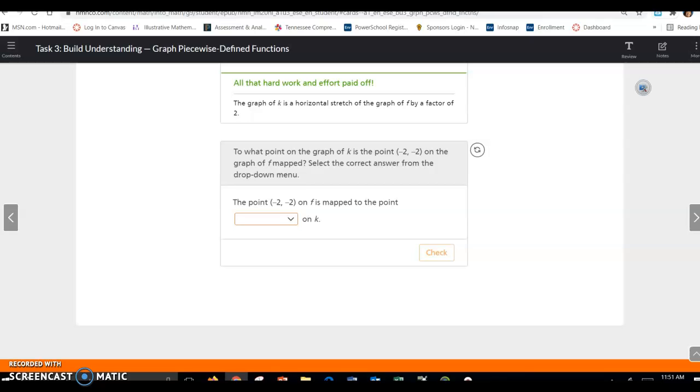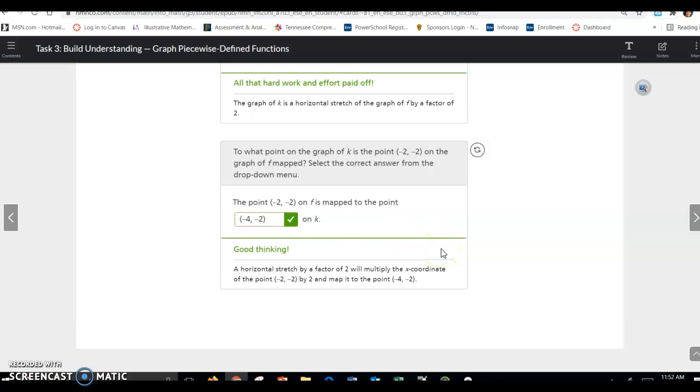All right, to what point on the graph of K is the point -2, -2 on the graph of F mapped? Select the correct answer from the drop-down menu. All right, so your X was stretched by a factor of 2. So if my X is stretched, it should change the X value and not the Y.